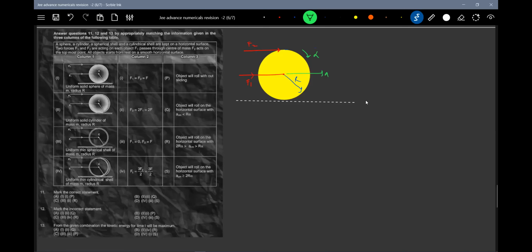Okay, let's write the equations of motion. Acceleration is equal to F1 plus F2 by m, where mass is m. Torque: F2 r equal to moment of inertia, let's write O.